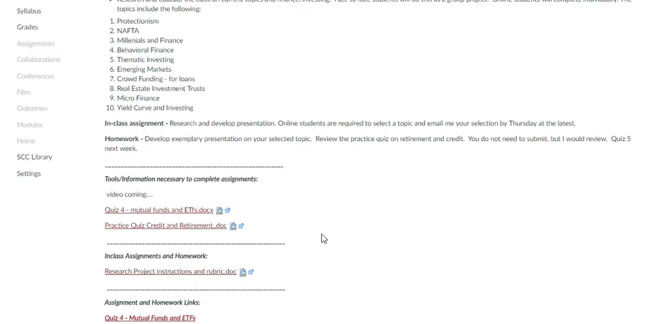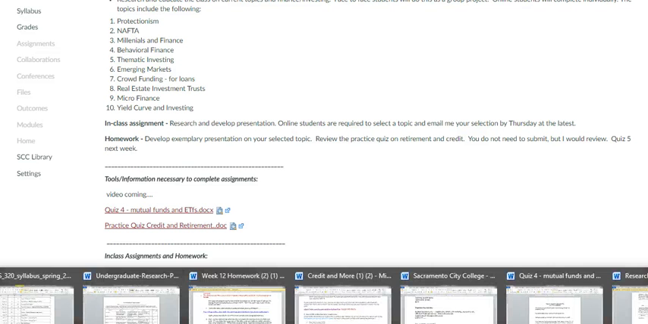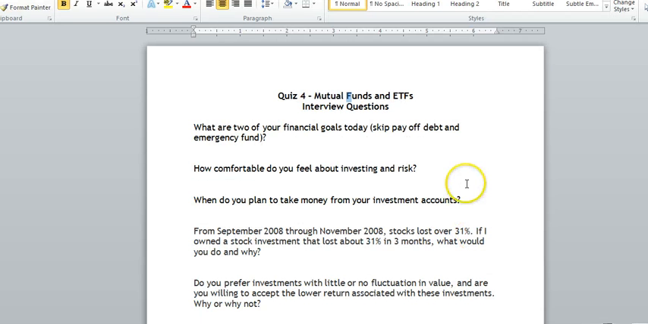The homework you do have this week though is quiz 4. So I want to pop into quiz 4 right now and talk to you about it. Quiz 4 is on mutual funds and ETFs. This is a take-home quiz. It's due on Sunday. What I want you to do is answer these questions.